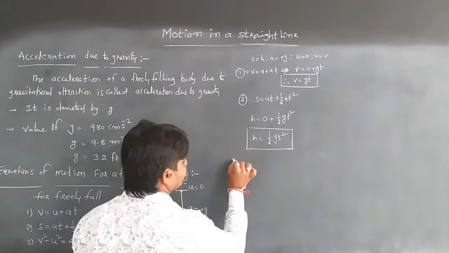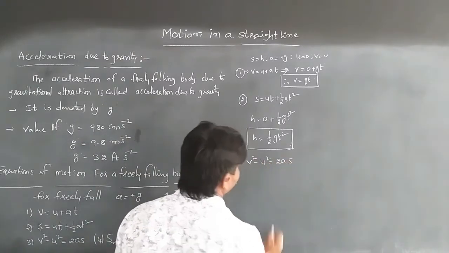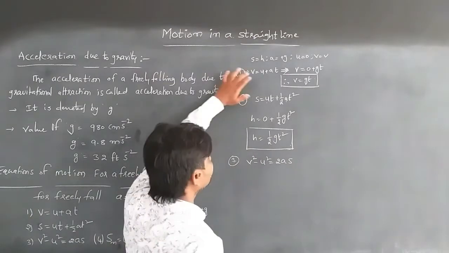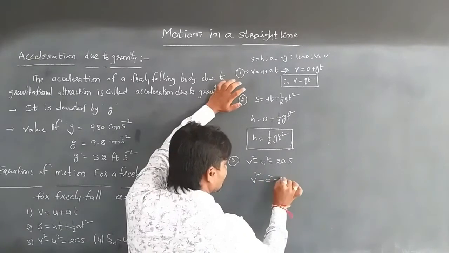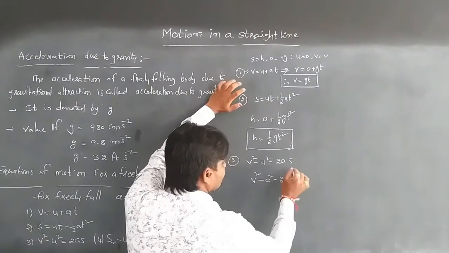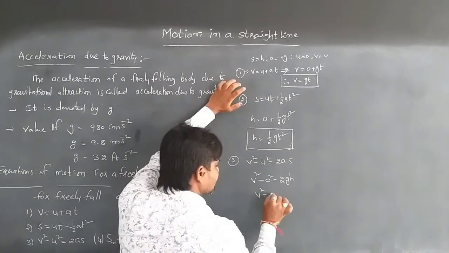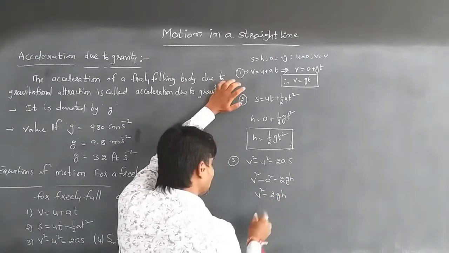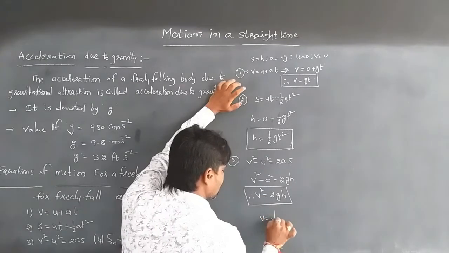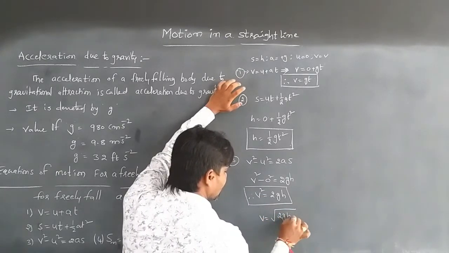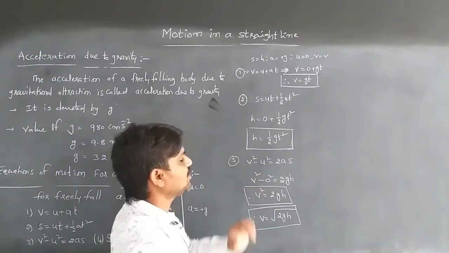In case of the third equation of motion, v square minus u square is equal to 2as. Here we have v square minus 0 square is equal to 2g, s is equal to h, a is equal to g. From that equation we can write that v square is equal to 2gh, and also we can write that v is equal to root 2gh. These two equations can be written from v square minus u square is equal to 2as.